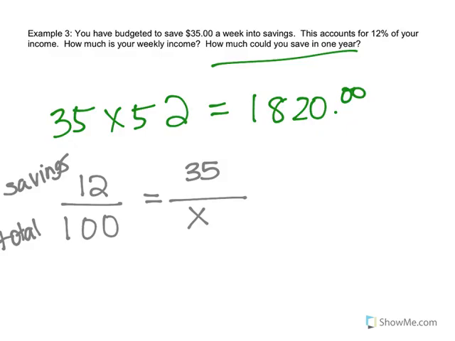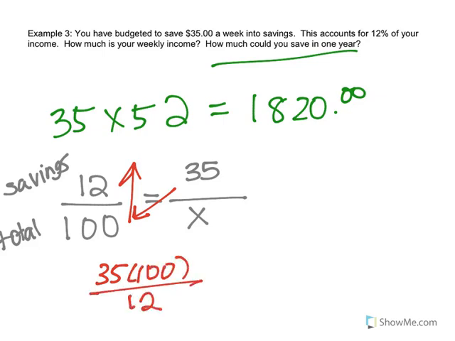Is this a problem I know how to solve? Yes, it is. What's it called? Proportional reasoning. How do I solve it? Cross, multiply, and divide. So 35 times 100 divided by 12 equals X. So your weekly income is $291.63.